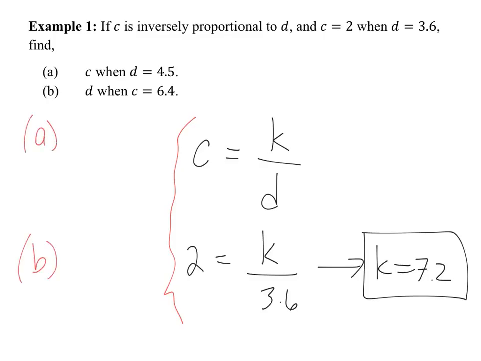So before you do A and B, you should really start with this. And you could have actually used that other form and said, well, K equals XY, y times x, or CD in this case. That gives us 7.2 for k. That's the first thing we want to do. Once you have that, you could write your general function.